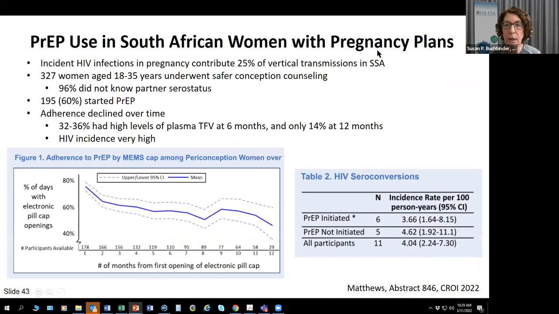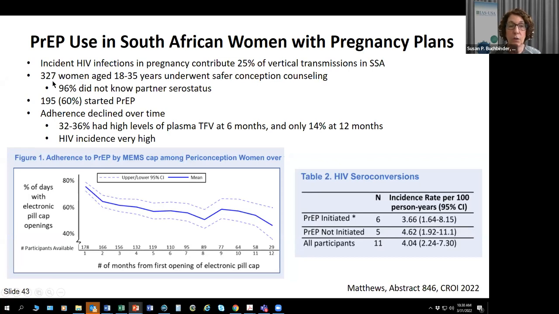The reason that I'm focusing on pregnancy in particular with PrEP is that pregnancy is a particularly susceptible time for young women. There's an increased risk of HIV infection during pregnancy, and 25% of all vertical transmissions, mother-to-child transmissions in sub-Saharan Africa, occur in women who became infected during their pregnancy, not that they started their pregnancy living with HIV, but that they became infected during their pregnancy.